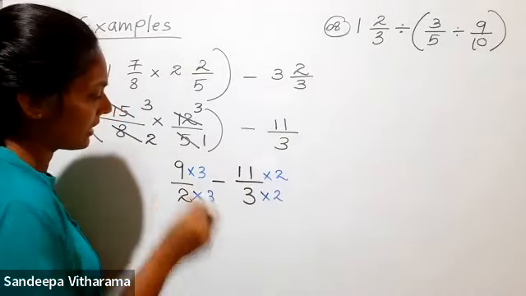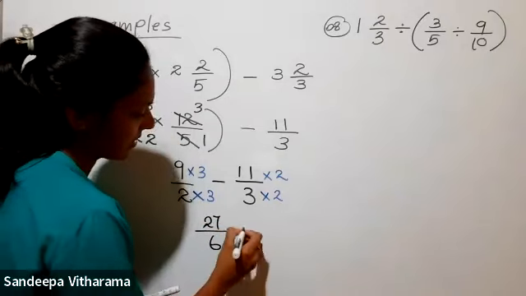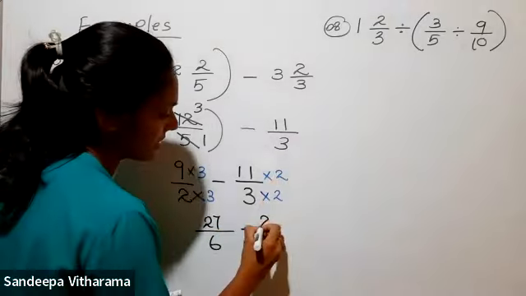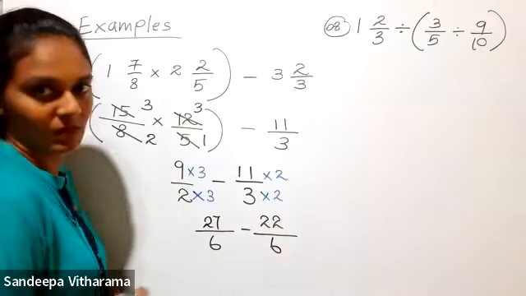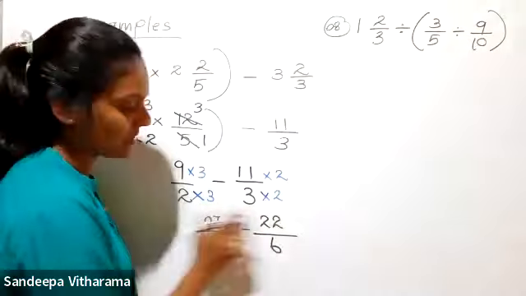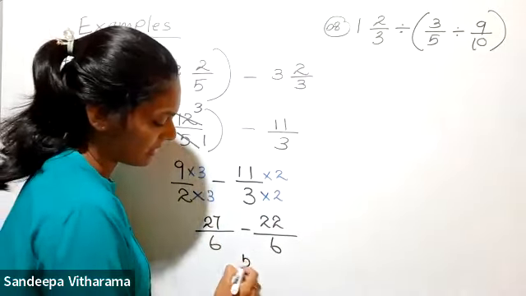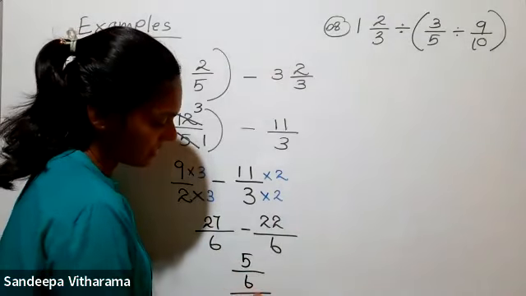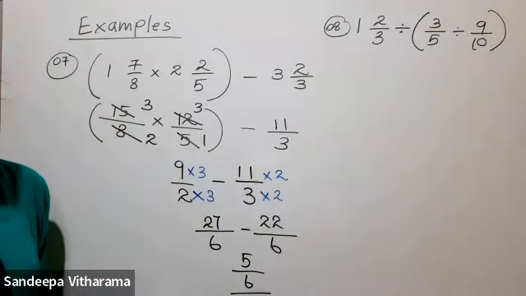Okay. So 9 into 3, it is 27 upon 6. Subtract 11 into 2, it is 22. 3 into 2, it is 6. Okay. So then after what you have to do? Now we can simplify the numerators. 22 subtract by 27, answer is 5. So it is 5 upon 6. Raise your hand if you have got this answer.